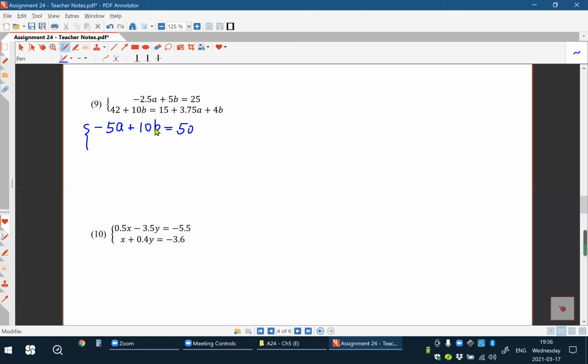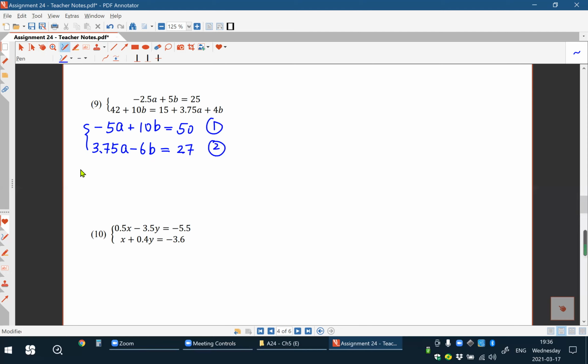Okay, how about the second one? Second one, you will get 3.75a minus 6b, right? Equals 42 minus 15 is 27. Okay, then we can further simplify this. First equation, you can divide a 5 to both sides of the equation. This will give you, okay, let's do this.